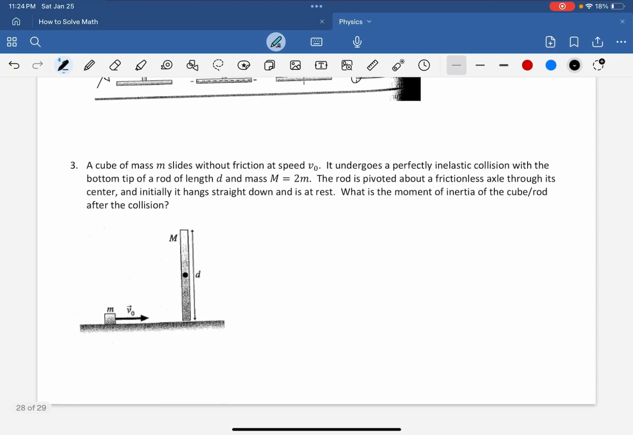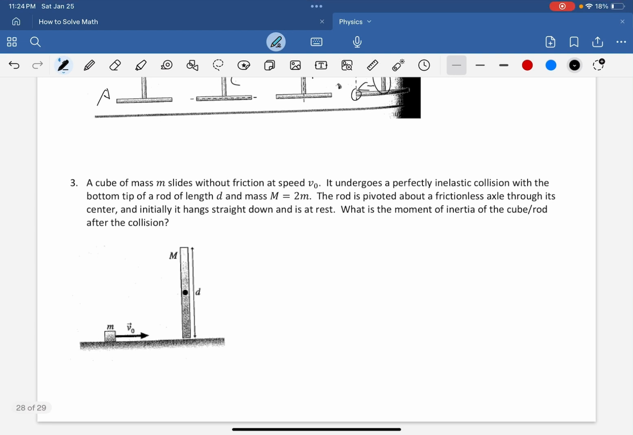Anyways, a cube of mass m slides without friction at speed v naught. It undergoes a perfectly inelastic collision with the bottom tip of a rod. I forgot what that one meant. Remind me in the comments if anybody remembers.